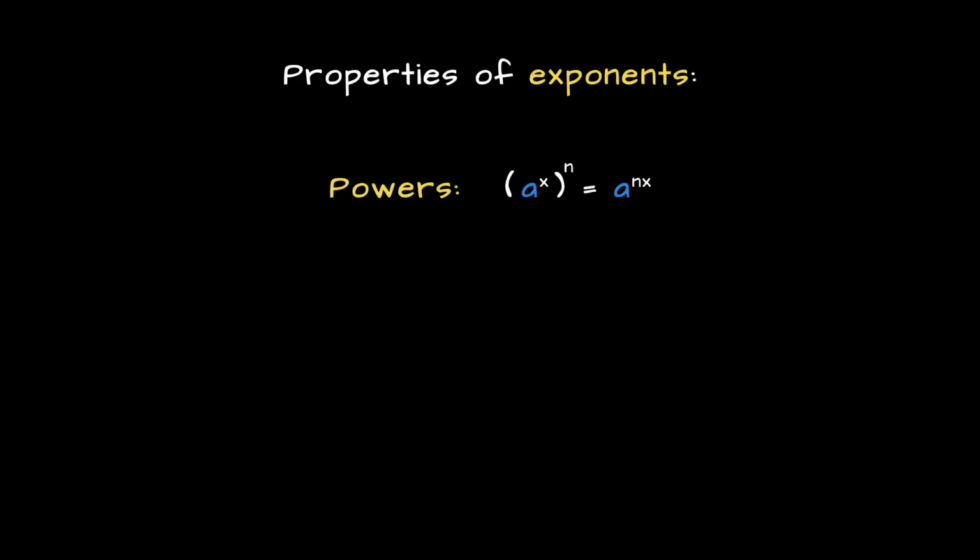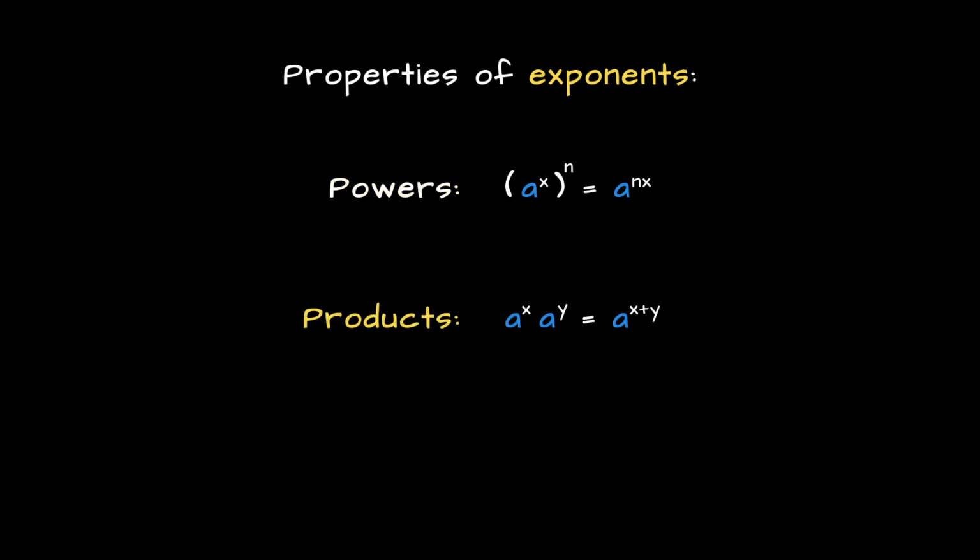One of those properties of exponents has to do with powers. To be more precise, if you take an exponential term, a to the x, and raise it to some power n, then we know that we can take that power and multiply it by the exponent x. That is to say, a to the x raised to the power n can be rewritten as a to the n times x. The exponents simply multiply together here.